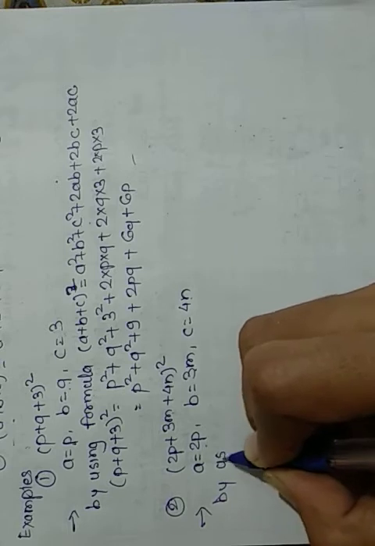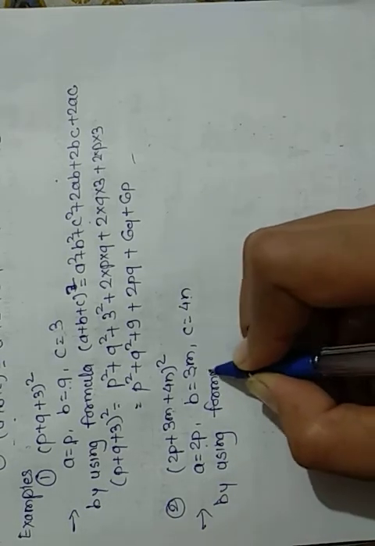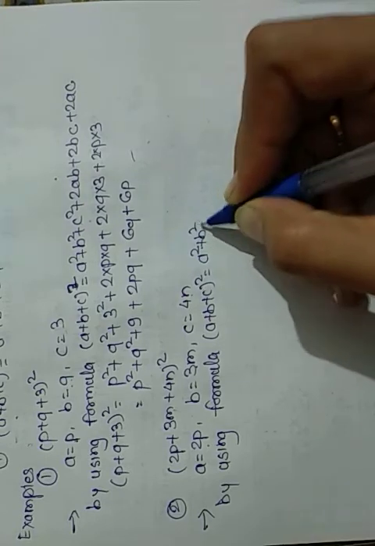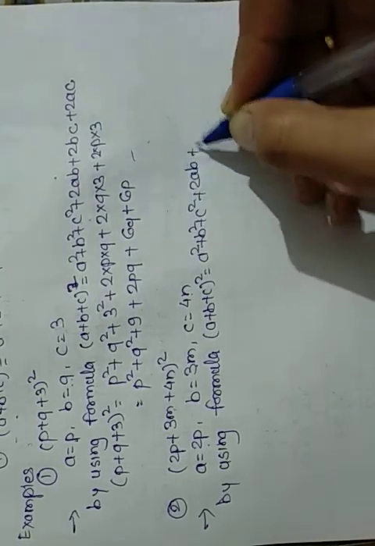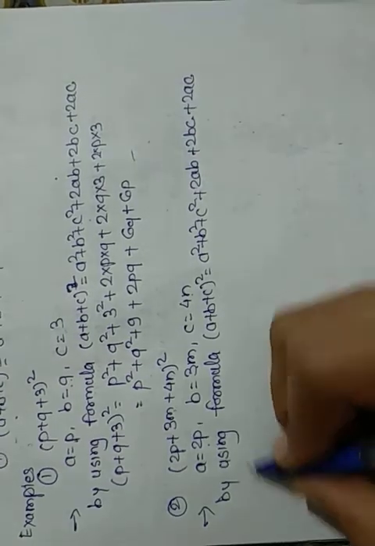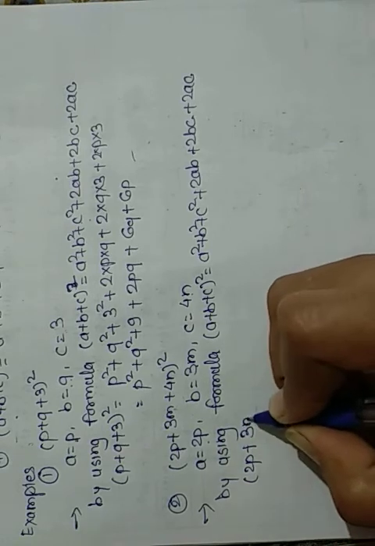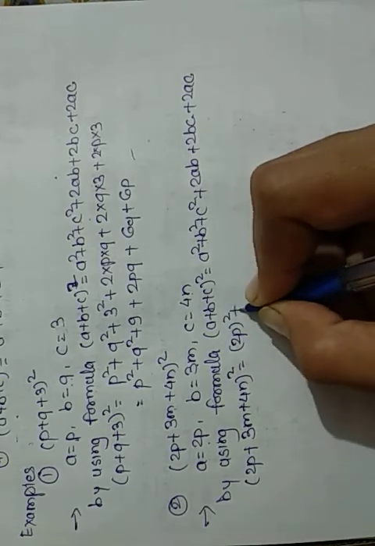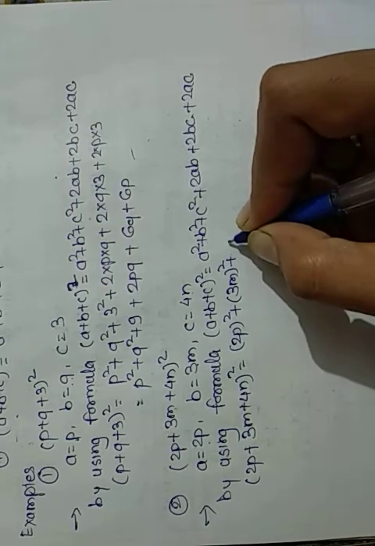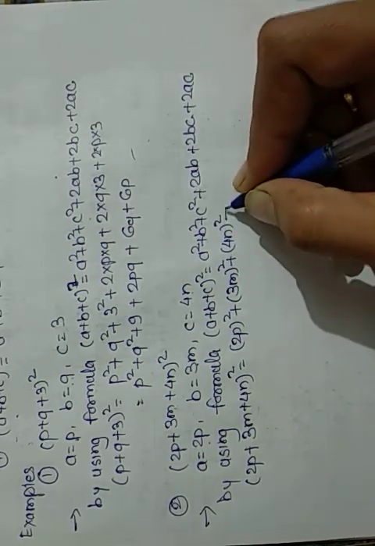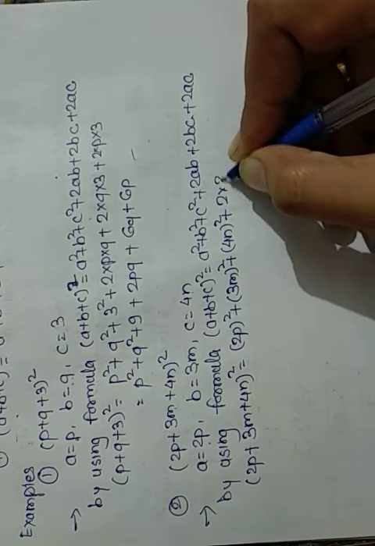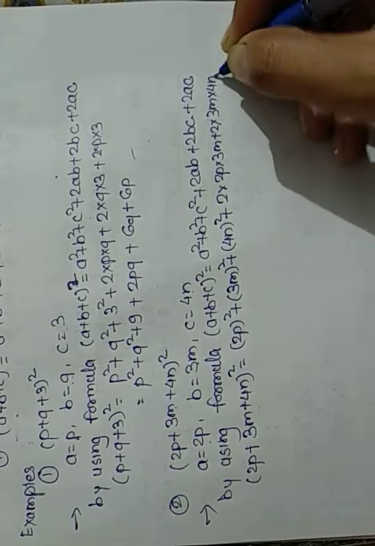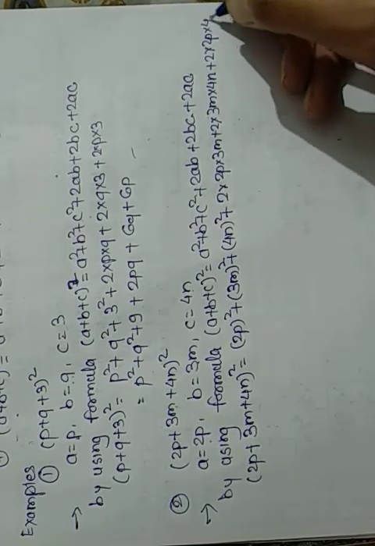By using formula, (a + b + c) bracket square is equal to a square plus b square plus c square plus 2ab plus 2bc plus 2ac. (2p + 3m + 4n) bracket square is equal to square of first term (2p) square, square of second term (3m) square and square of third term, that is (4n) square, plus 2 into 2p into 3m plus 2 into 3m into 4n plus 2 into 2p into 4n.